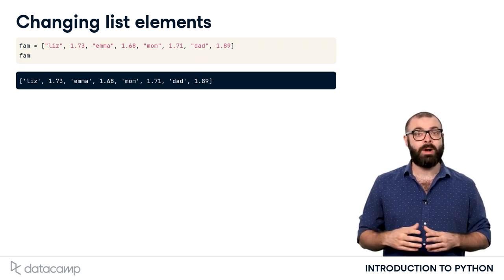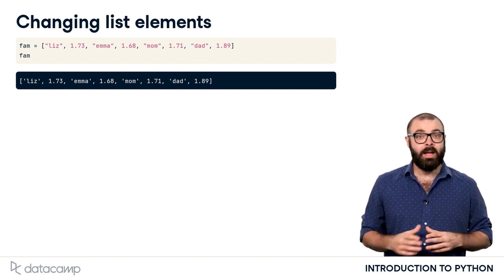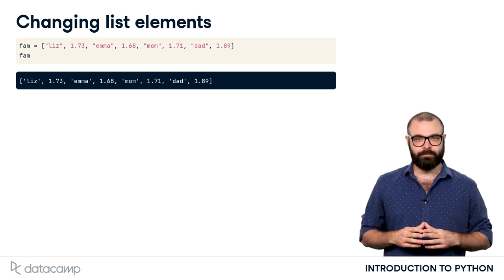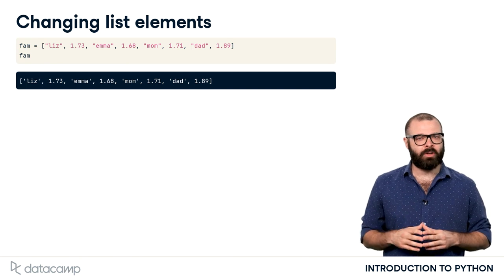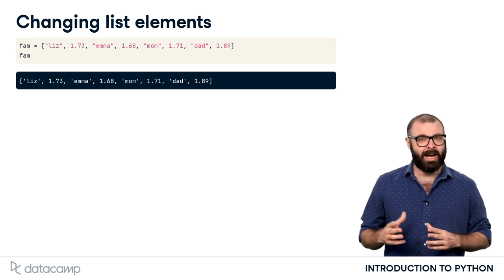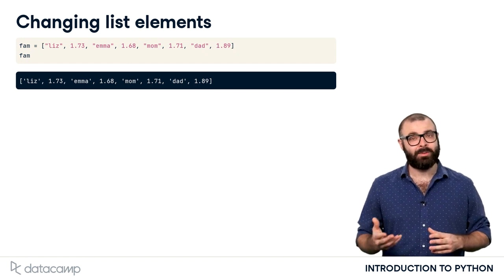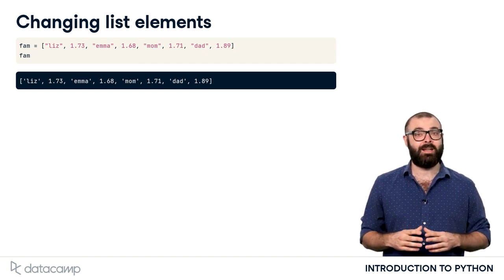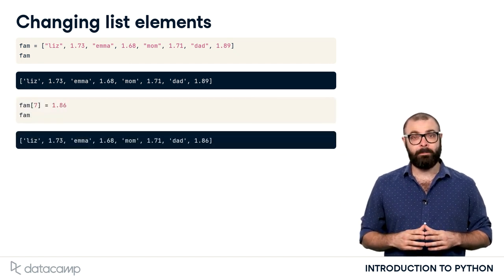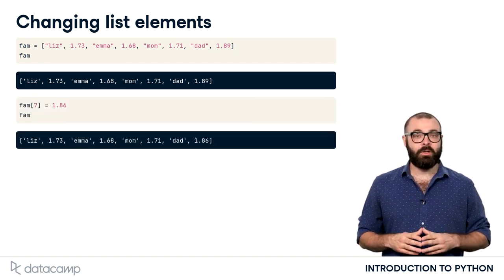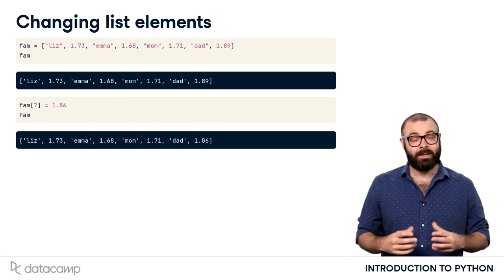You use the same square brackets that we've used to subset lists, and then assign new elements to it using the equals sign. Suppose that after another look at fam, you realize that your dad's height is not up to date anymore, as he's shrinking with age. Instead of 1.89 meters, it should be 1.86 meters. To change this list element, which is at index 7, you can use this line of code. If you now check out fam, you'll see that the value is updated.